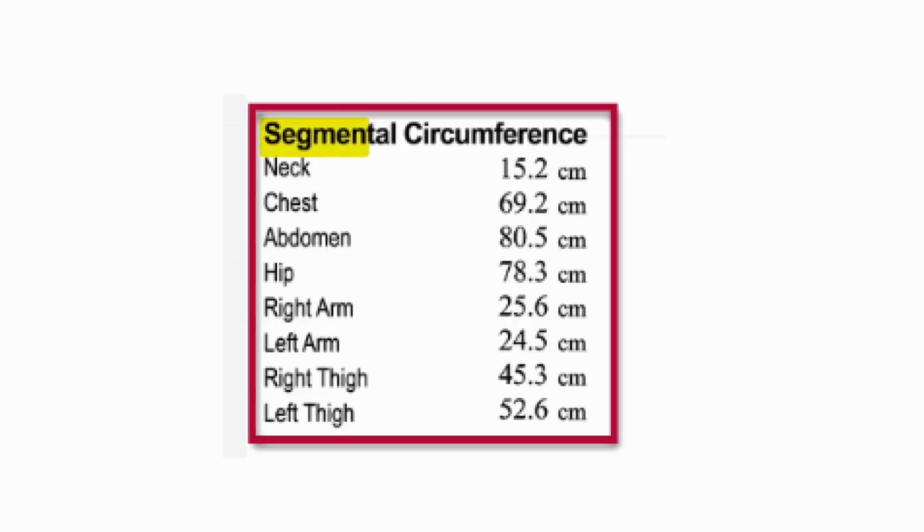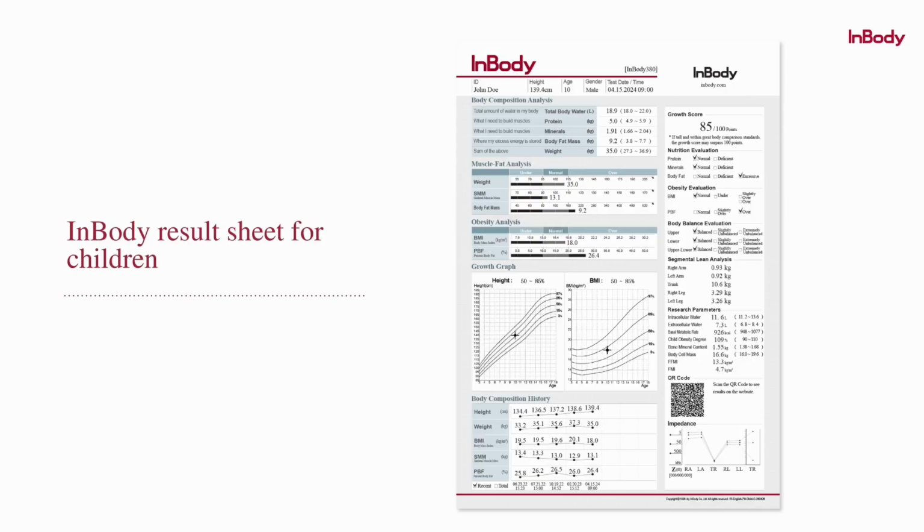Through the InBody 380, one more thing you can assess is the segmental circumference. The circumference of neck, chest, abdomen, right arm, right thigh, left thigh, everything can be assessed with just one analysis. InBody also provides result sheets which are specifically customized for the pediatric population. So instead of the segmental analysis, for the pediatric population, we provide growth charts, which are according to the CDC and WHO data. With this, we have completed the InBody 380 result sheet interpretation.